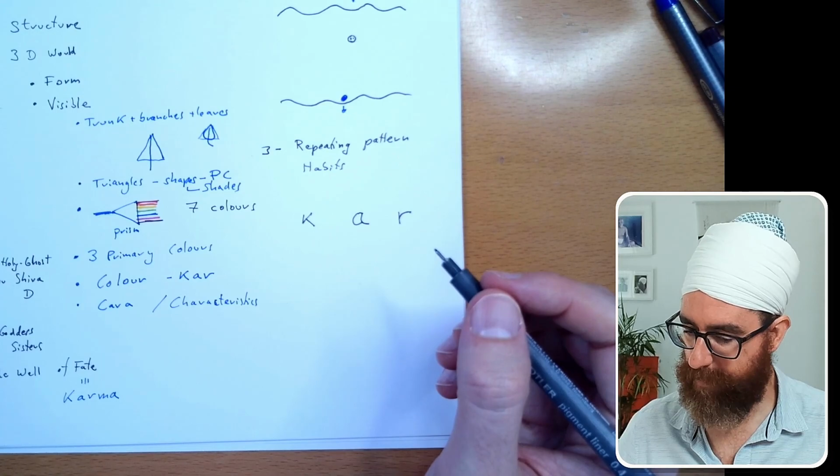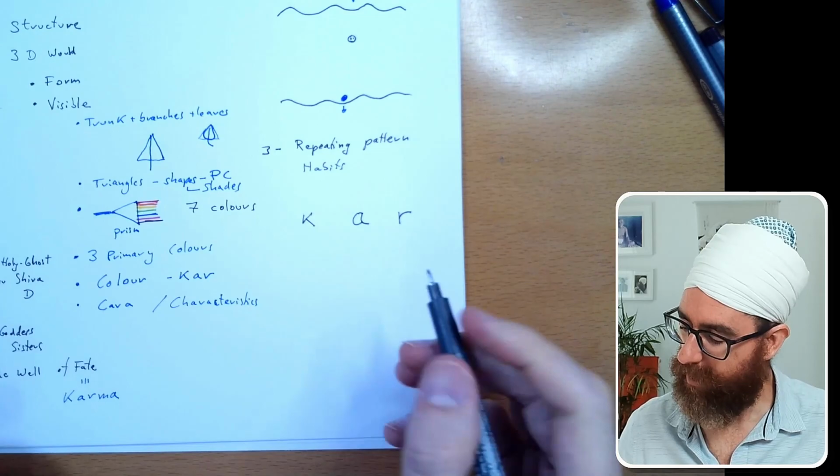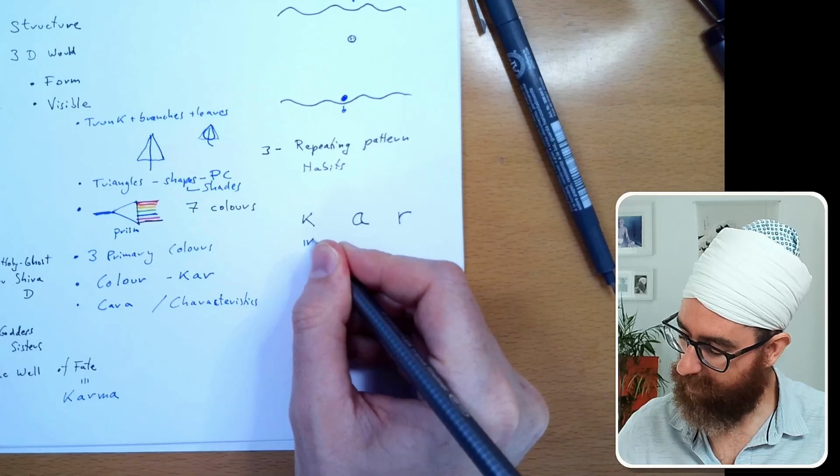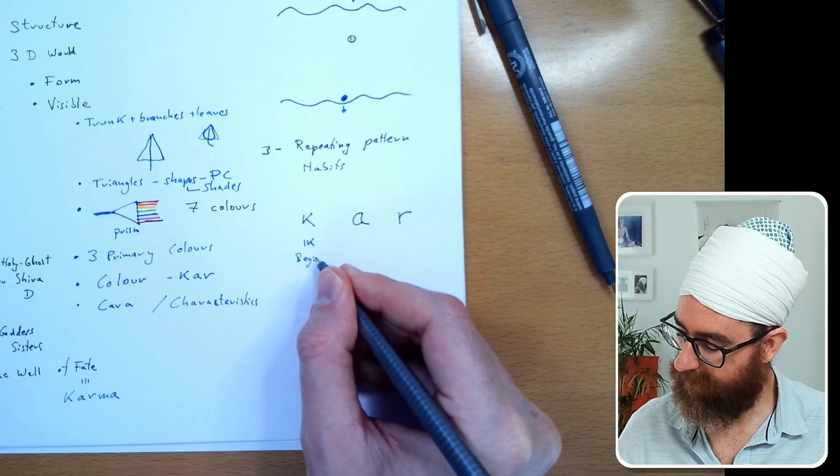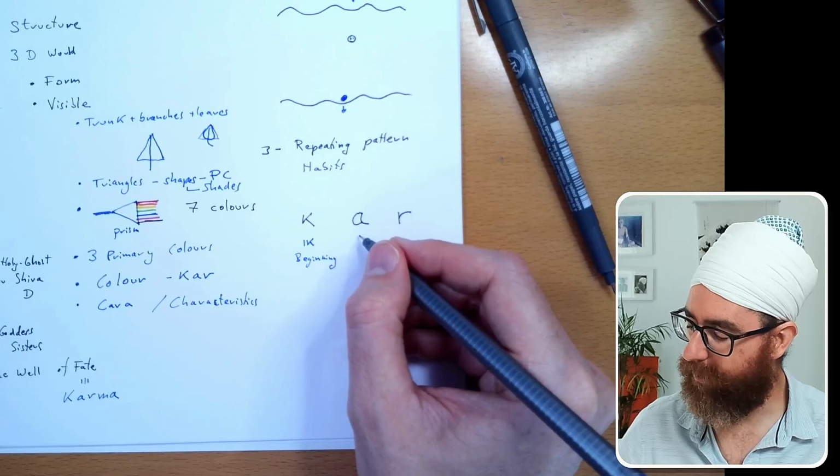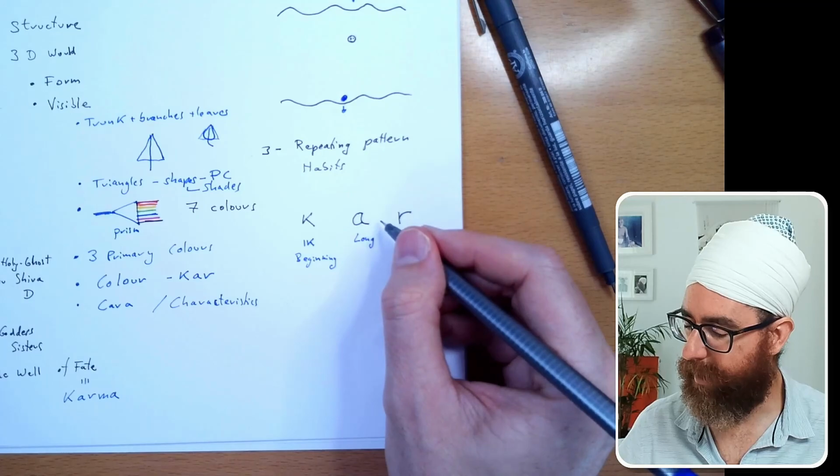And so, the K was a reflection of the ik. Yeah. And so this is the beginning. And the A, it's a long A, as in Ek Ong, the Kar.